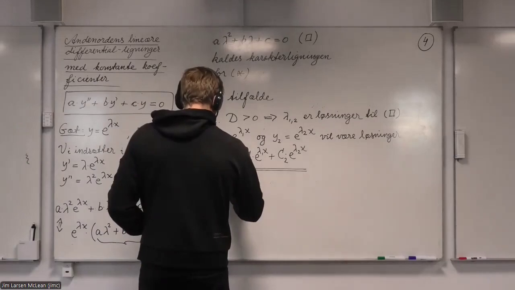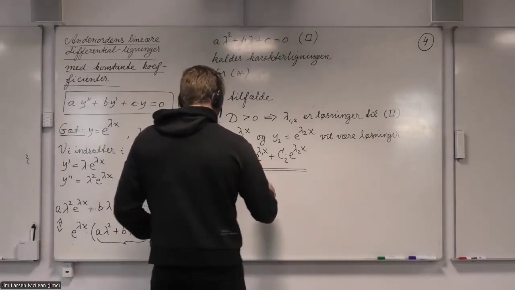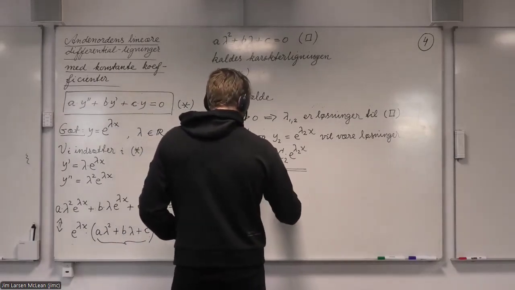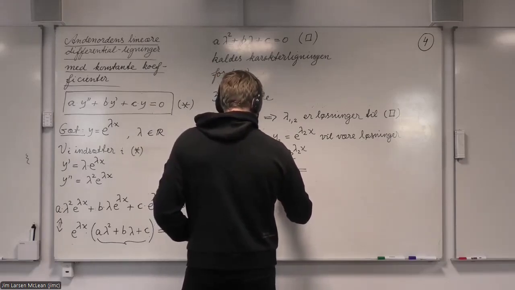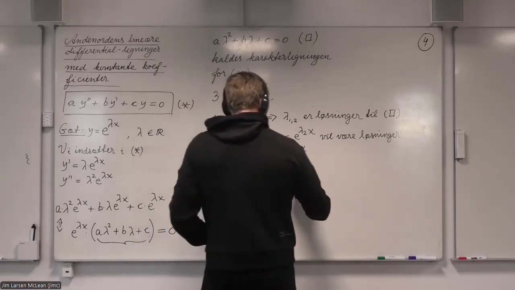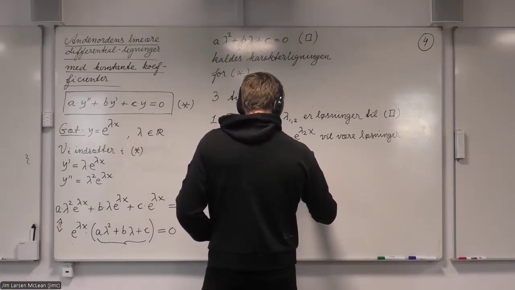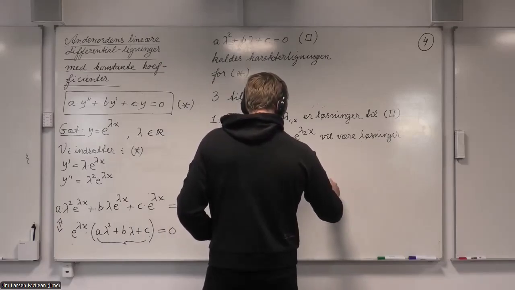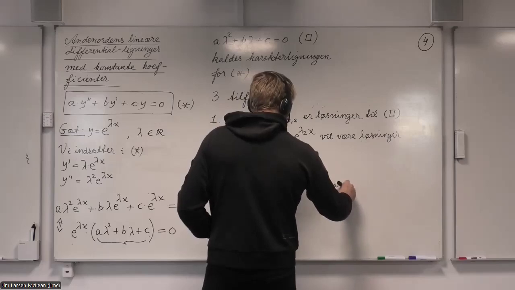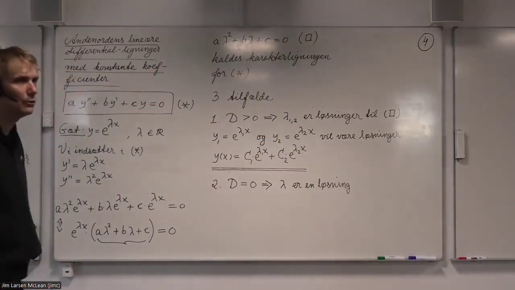If the discriminant is equal to 0, it means I only have one lambda. Now I'm speechless. One solution for the characteristic equation, and there's only one. So now I don't have two lambdas, I have only one lambda. So lambda is a solution.